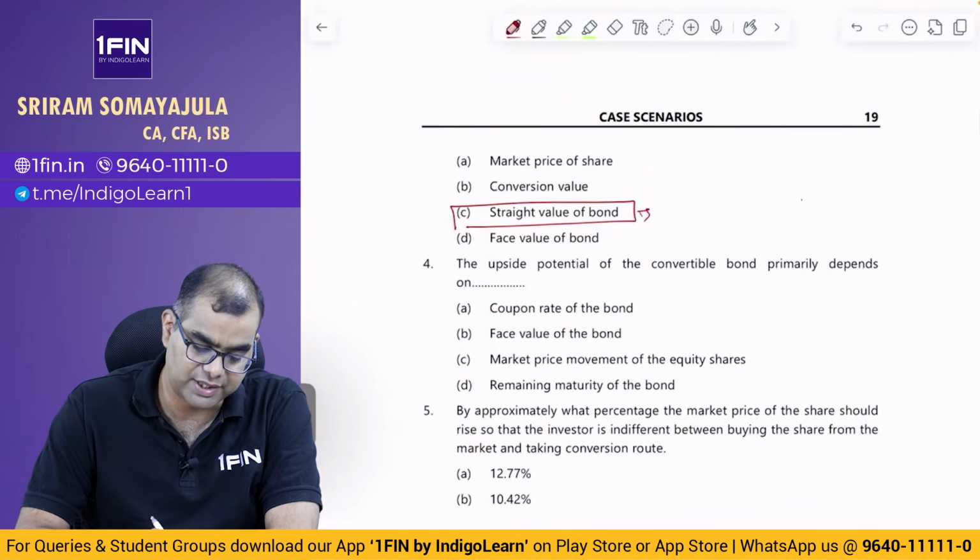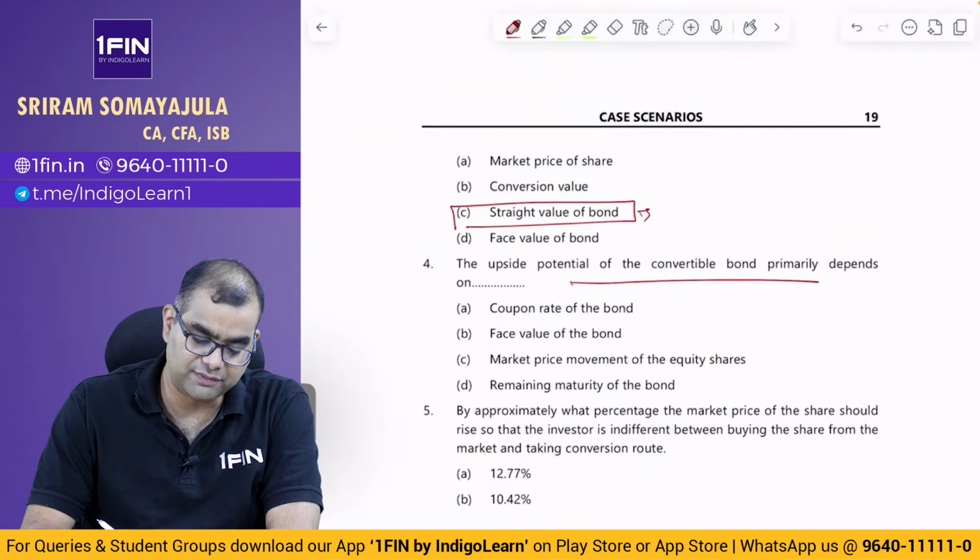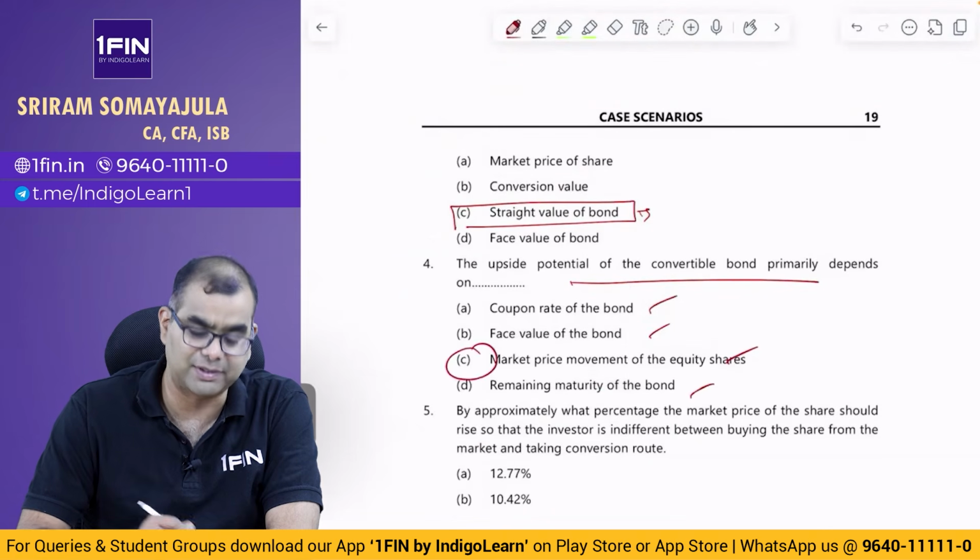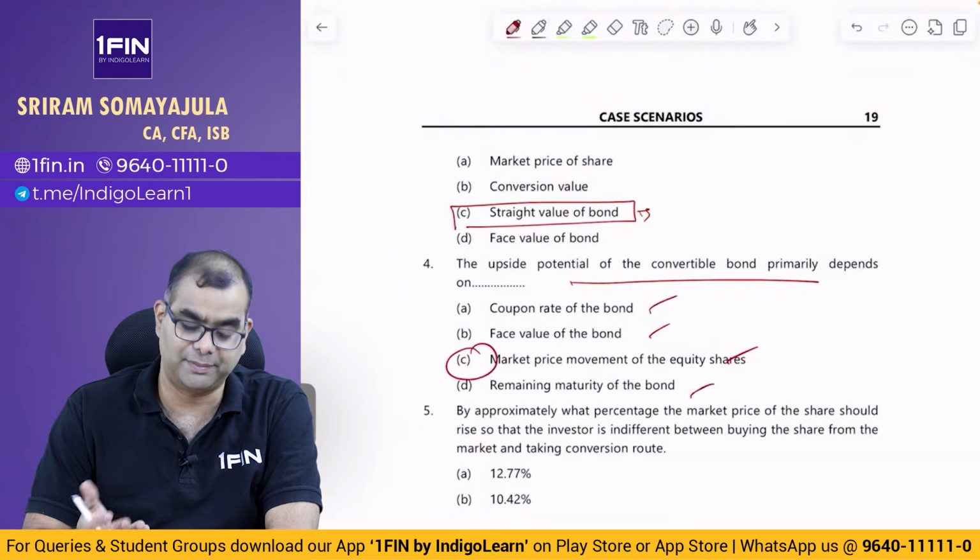Right. The potential upside of the convertible bond. The upside potential of the convertible bond primarily depends on coupon rate, face value, market movement of equity shares, and remaining maturity. Absolutely market price of the equity shares. If the shares go up, the upside also increases.